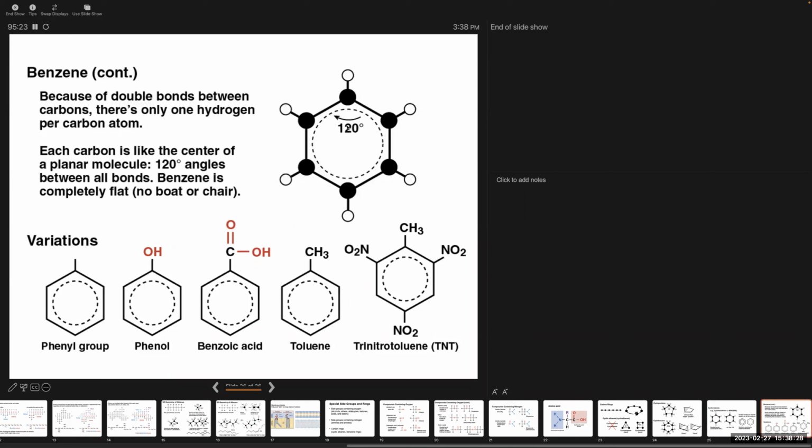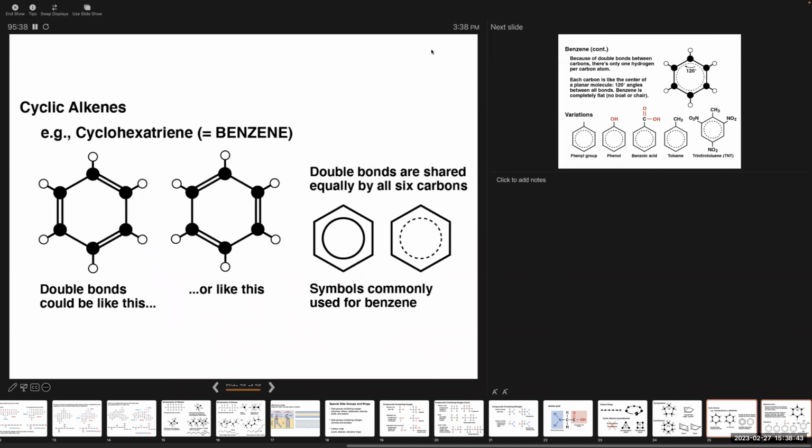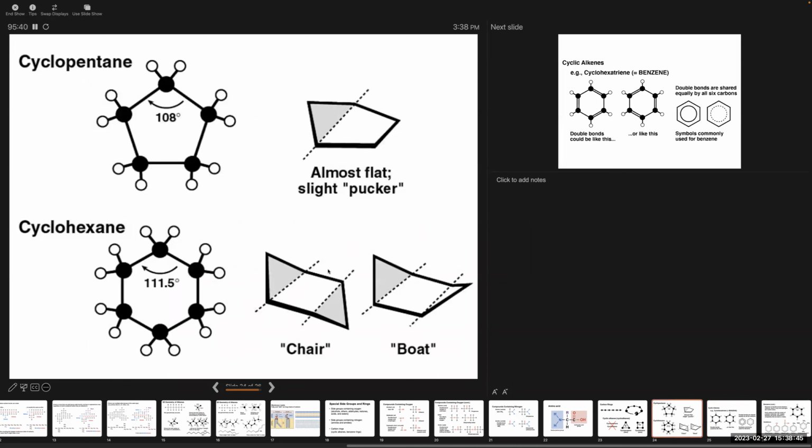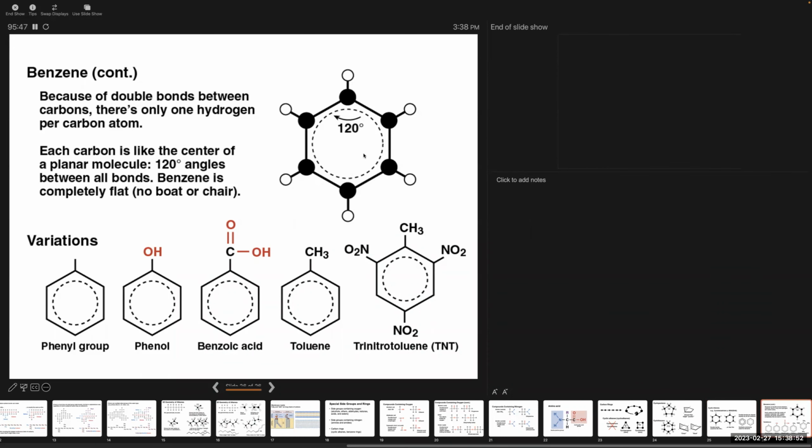And the geometry of those bonds is that because of the double bonds in here, all these bonds are very close to looking like a planar molecule, where all the bonds have equal angles of 120 degrees. And in benzene, there's no pucker. There's no boat or chair. The boat or chair are only found in cyclohexane with single bonds. In benzene, with these double bonds, the entire molecule is completely flat. All of these atoms lie in the same flat plane.